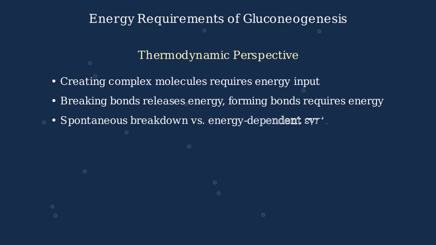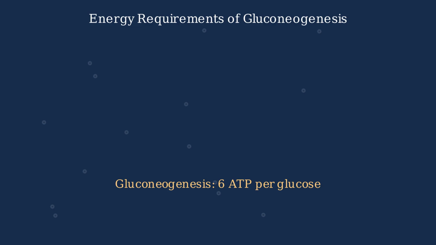This explains why glucose breakdown in glycolysis is spontaneous and releases energy, while glucose synthesis in gluconeogenesis requires energy input from the cell. In summary, gluconeogenesis requires 6 ATP equivalents to synthesize 1 glucose molecule, highlighting the significant energy investment required for this essential metabolic pathway.